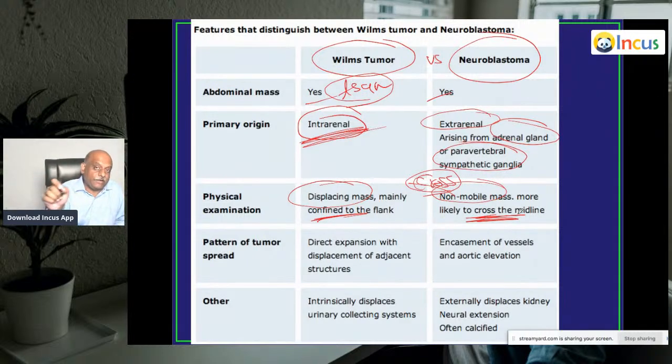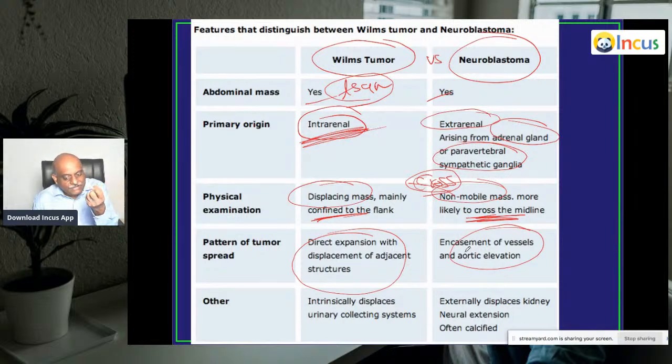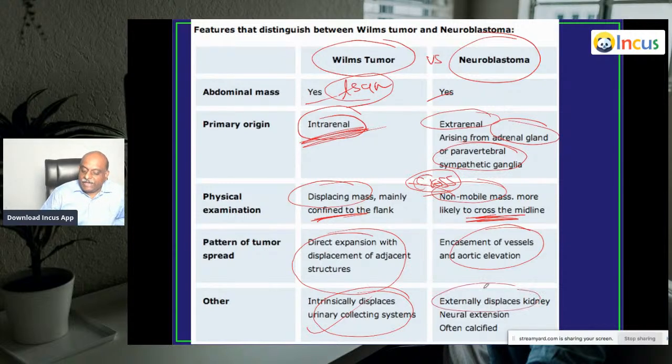Tomorrow, radiology also, there is a favorite question. Radiologically also, an abdominal mass crossing the midline is neuroblastoma. Direct expansion with displacement of adjacent structures is Wilms, but neuroblastoma will encase the vessels, aorta, etc. And Wilms tumor arises from within the kidney, so if you look at the pelvicalyceal system, that all becomes displaced. Whereas neuroblastoma externally displaces the kidney, it is often calcified. It has a neural extension. So these are the points. Take a photo and keep it in mind for tomorrow's exam.